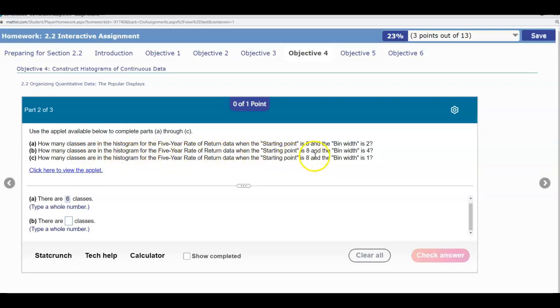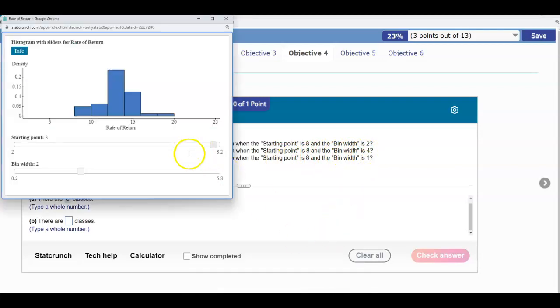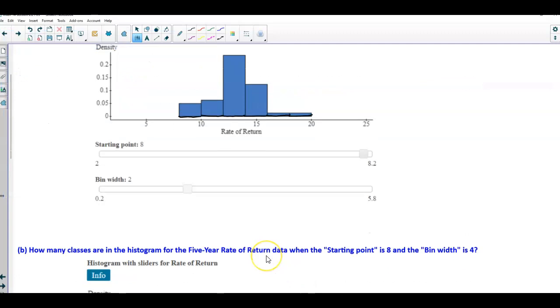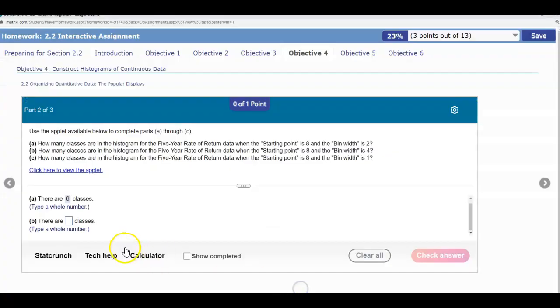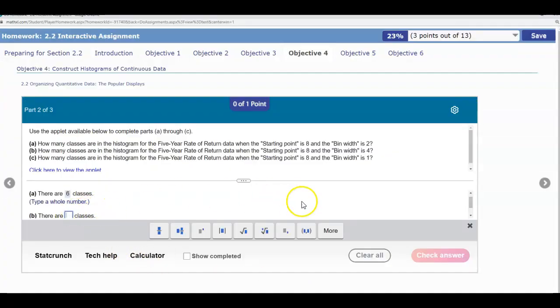Okay, the next question says how many classes are in the histogram for the 5-year rate of return data when the starting point is 8 and the bin width is 4. So open this up again. We already have it at 8. We want to now make the bin width 4, so we're going to move this to the right to get a bin width of 4. Now looking at that, we can see how many rectangles we have. We have 1, 2, and 3. So now we have 3 classes. So the answer for that one is going to be 3 classes.